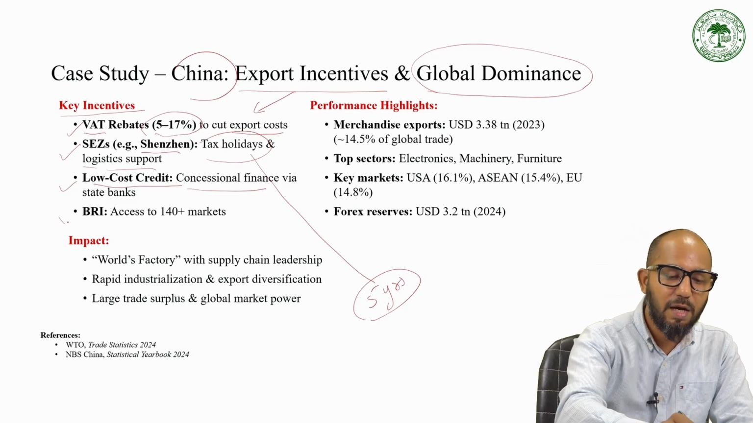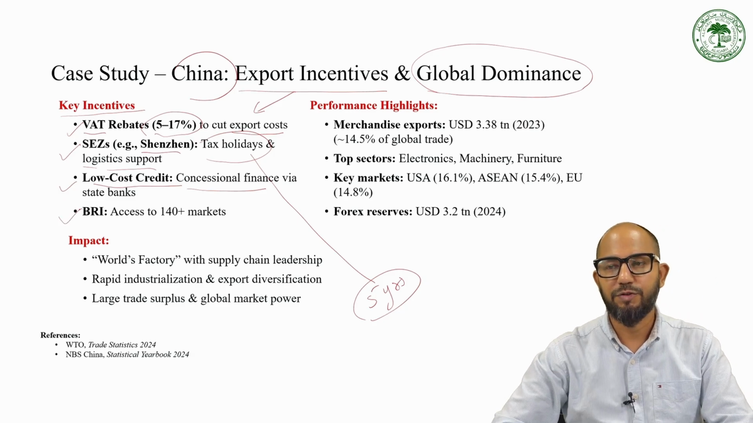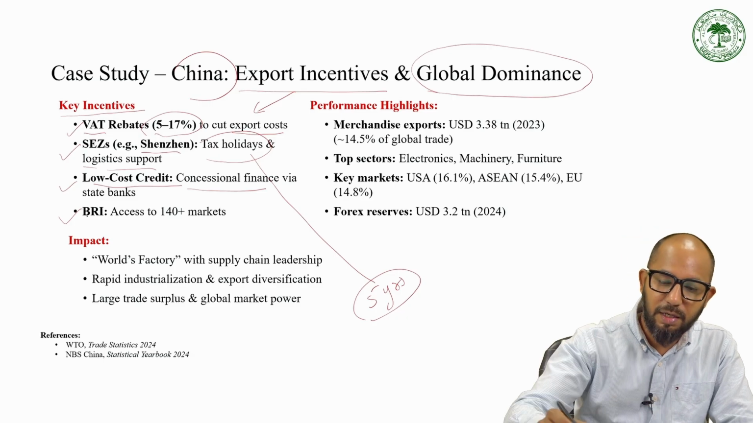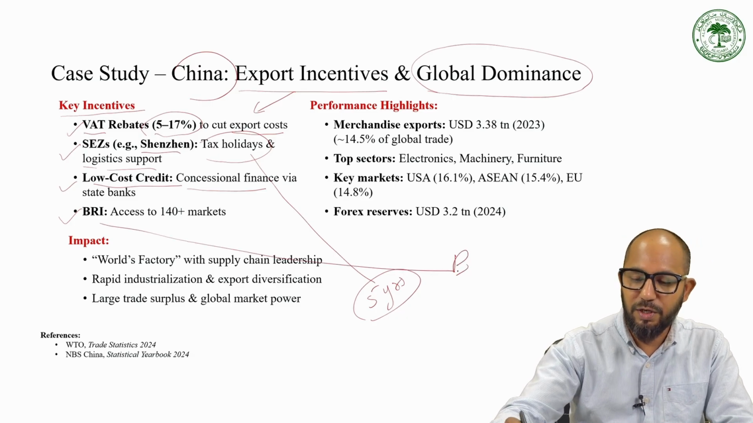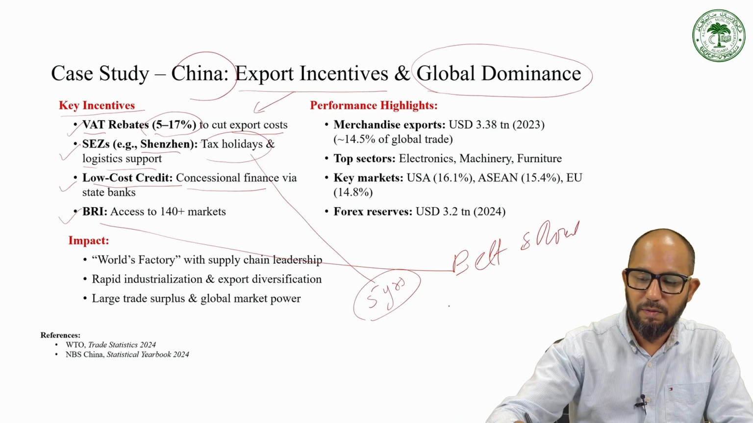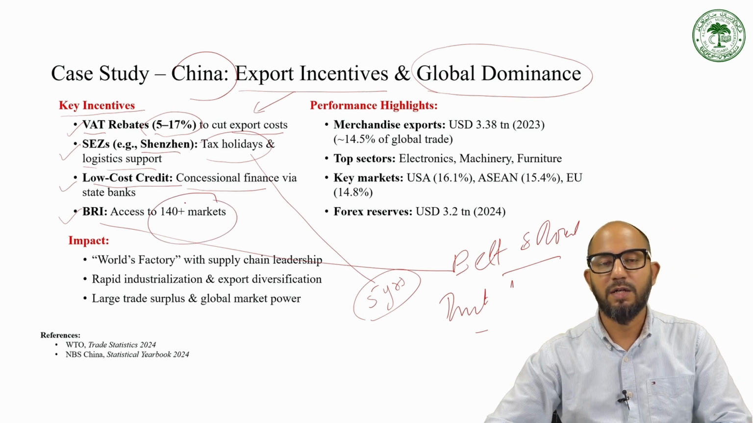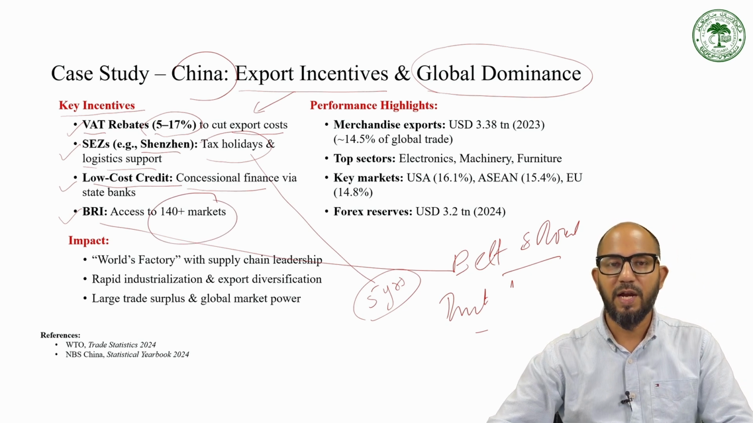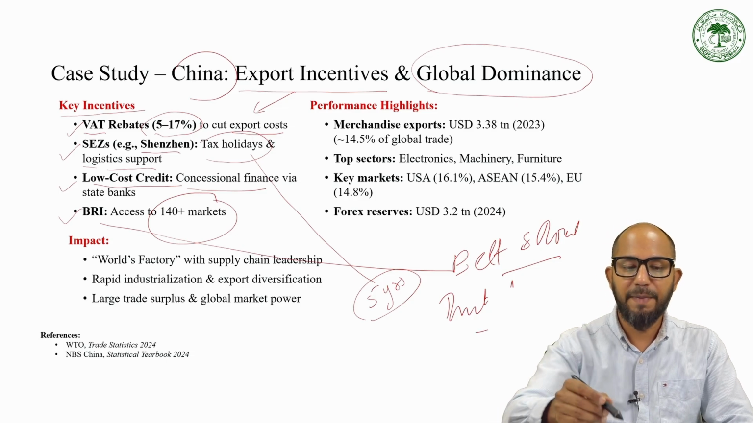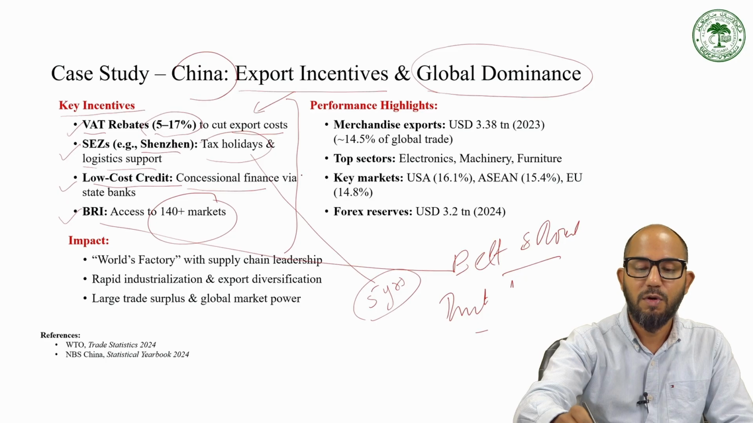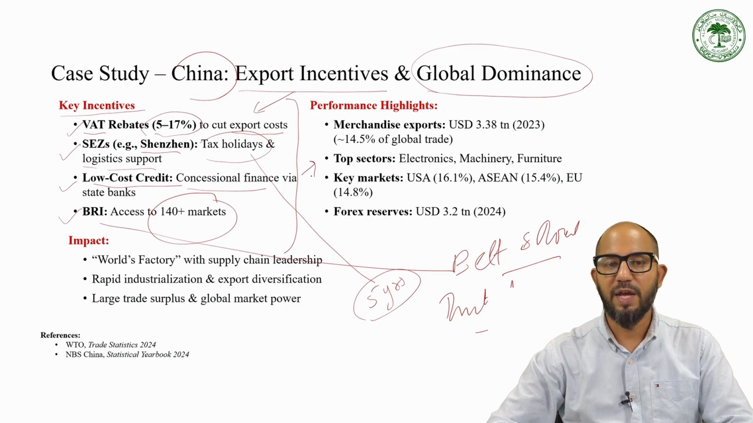And finally, a geopolitical initiative of China in the name of BRI, that is Belt and Road Initiative, which is basically an initiative where more than 140 markets are targeted and they are trying to revive their maritime silk route as well as road silk route. What has been the impact of all these key incentives on the performance of Chinese exports?